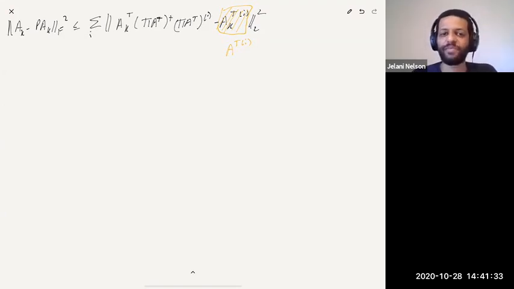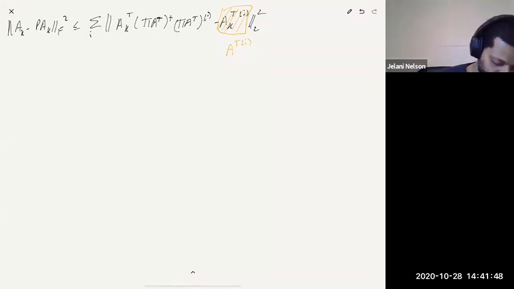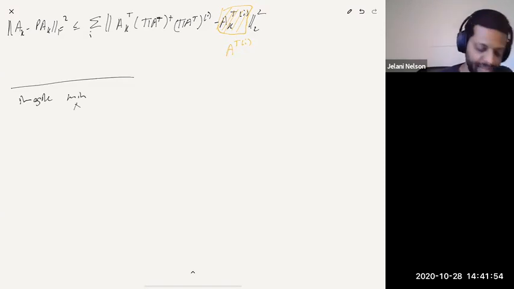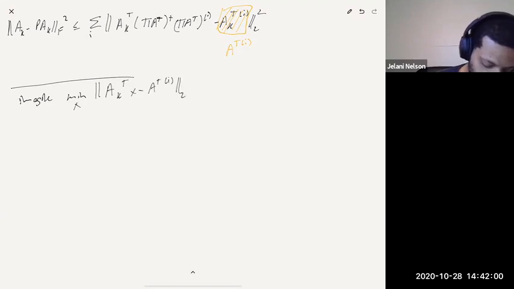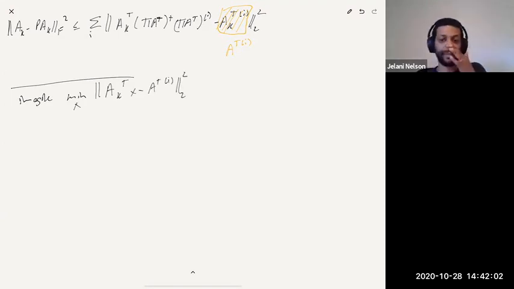But basically what I wanted to say was, if it had been A transpose i, this is exactly the error from sketch and solve regression, right? Imagine a regression problem that looked as follows. Imagine the minimum over x of something like the L2 norm squared of AK transpose x minus A transpose i. Right?